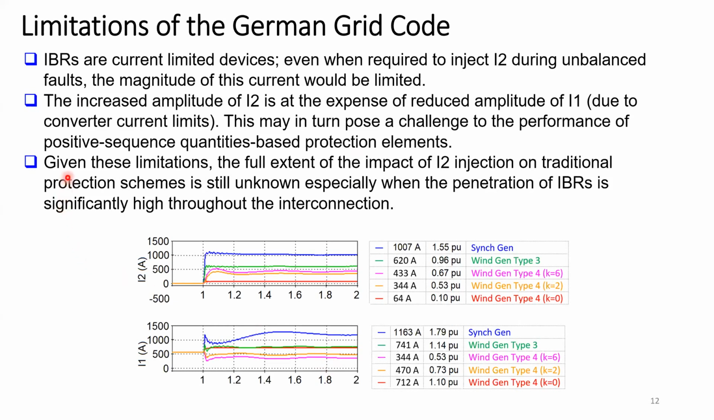So the conclusion here is that given these limitations, the full extent of the impact of I2 injection on traditional protection schemes is still unknown, especially when the penetration of IBRs is significantly high throughout the interconnection.